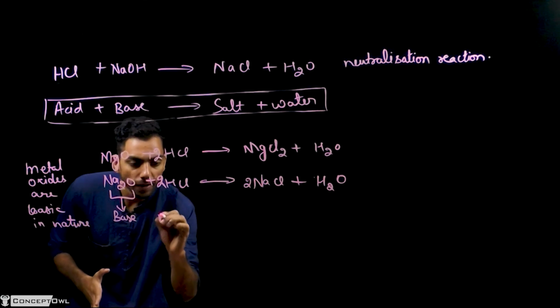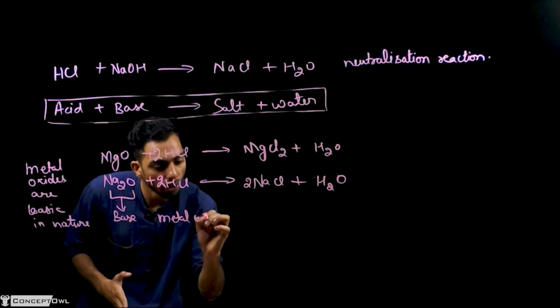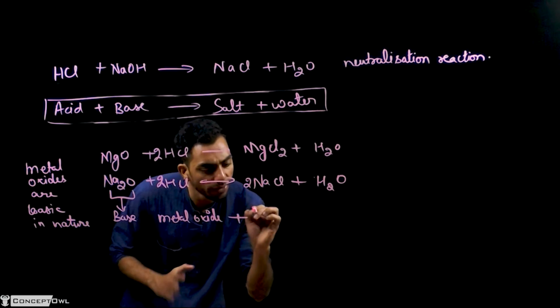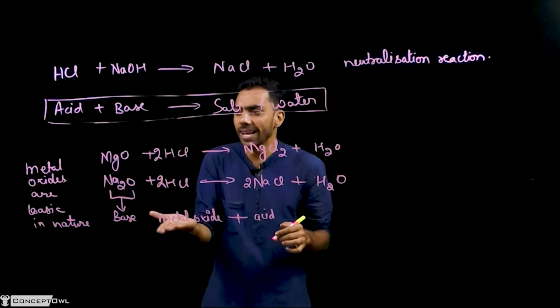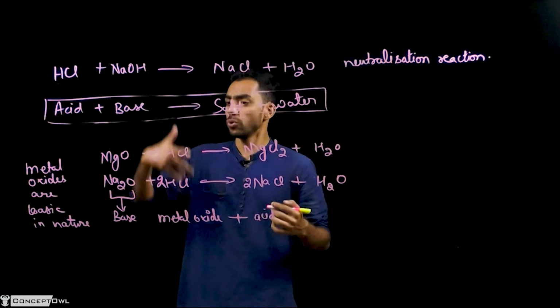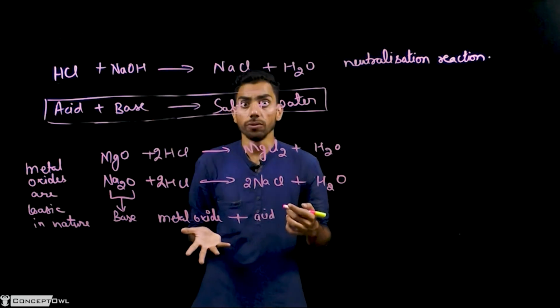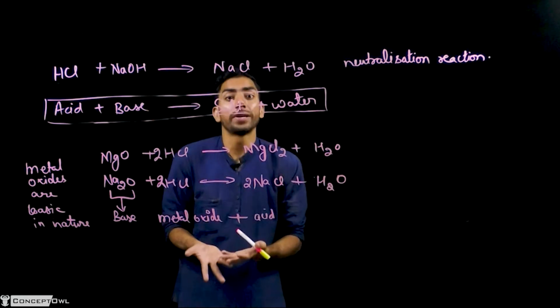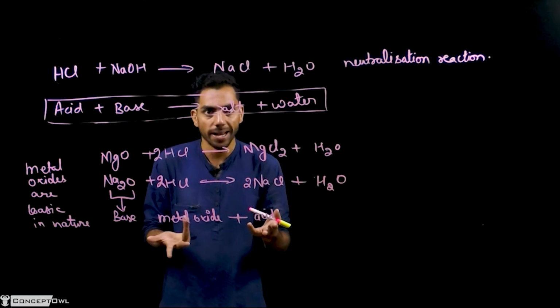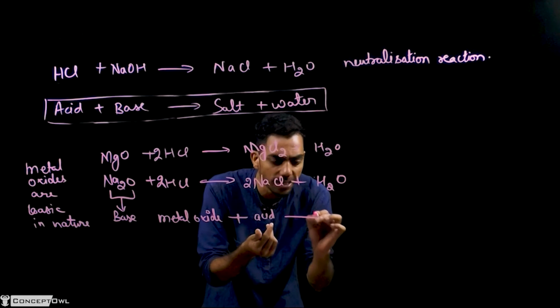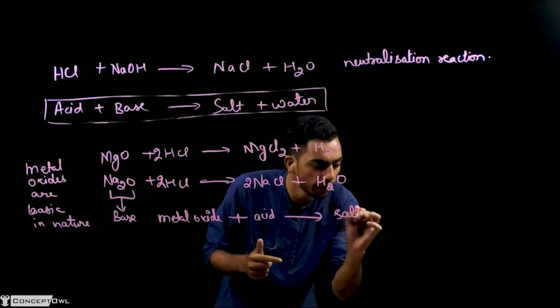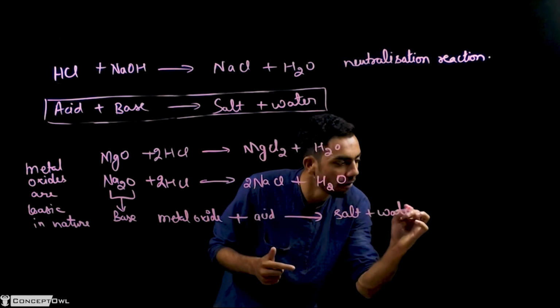water. So I am writing: metal oxides react with acids. You can use another acid also. You can use H2SO4 also. You can use HNO3 also. You can use phosphoric acid also. You can use acetic acid also. It's your choice. So metal oxides react with acids and form salt plus water. Simple.